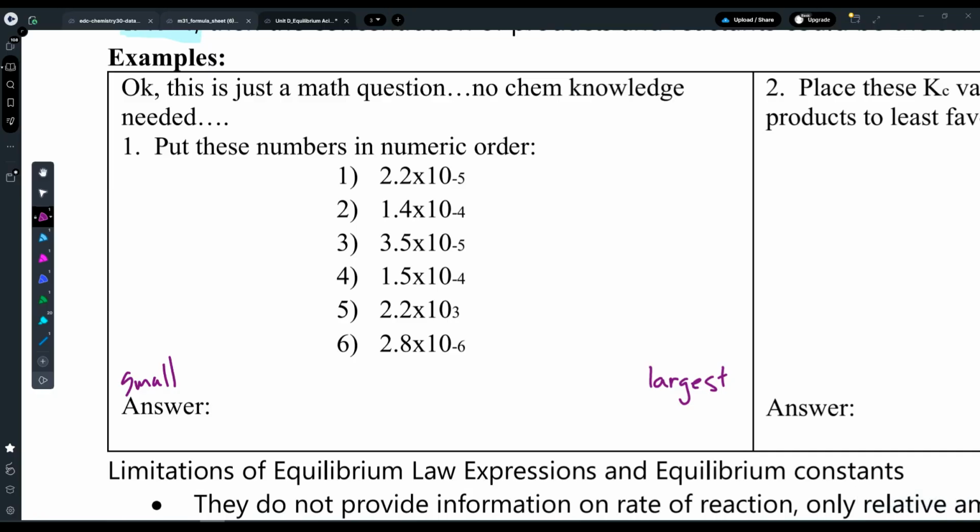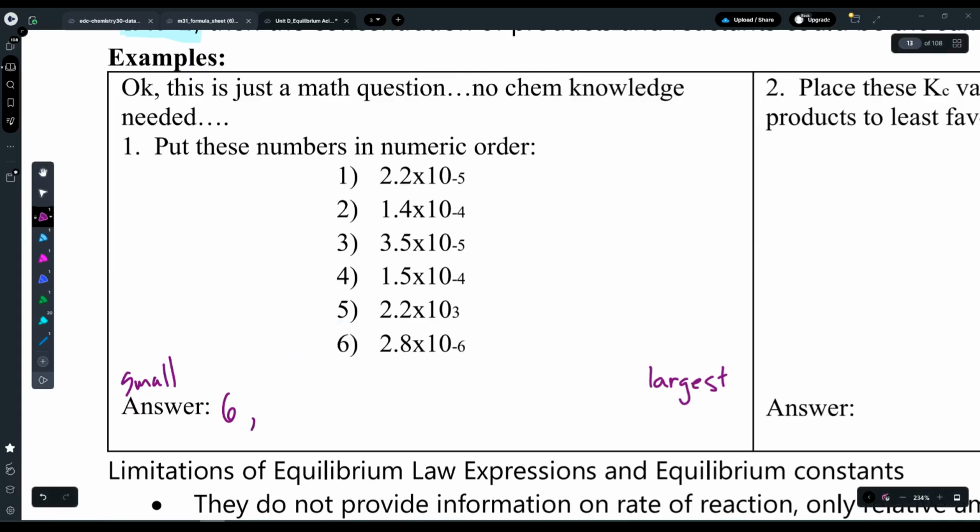So how we're going to determine this is, first I'm going to look for the smallest exponent. What that means is the most negative exponent here. So that's going to be this 2.8 times 10 to the power of negative 6. That negative 6 is our smallest number. So that number is our smallest one. Just for the sake of space, I'm going to write the 6 to say that it's number 6.